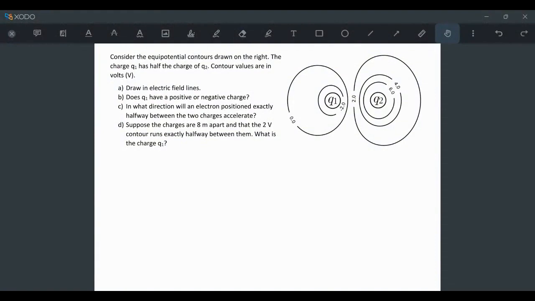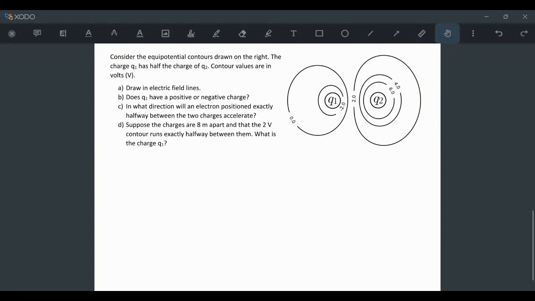Okay, so very similar problem. We don't have graphs this time. We have a pictorial view, but another question on potential and potential surfaces this time. So we're told to consider the equipotential contours drawn on the right. Charge Q1 has half the charge of Q2, and we're told that the units on these contour values, see there's little numbers associated with them, those are the values of the potential along this contour in volts.